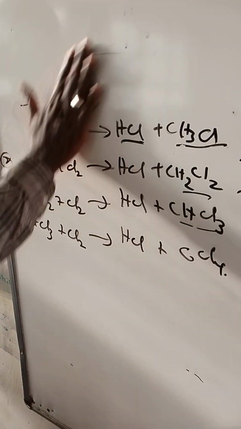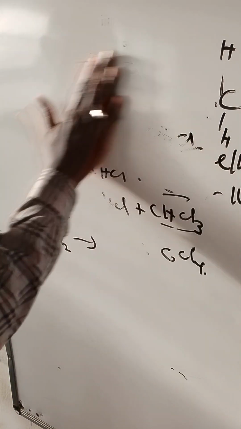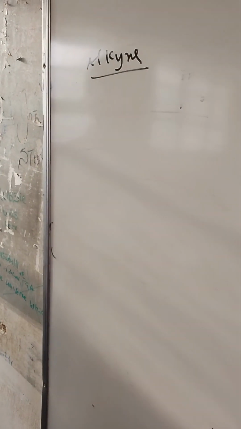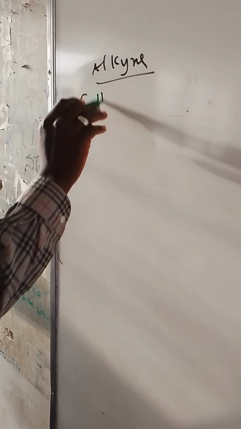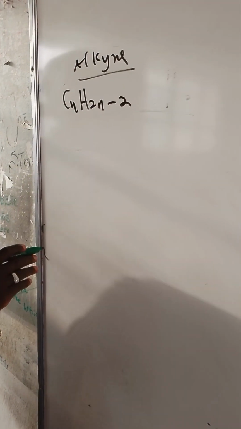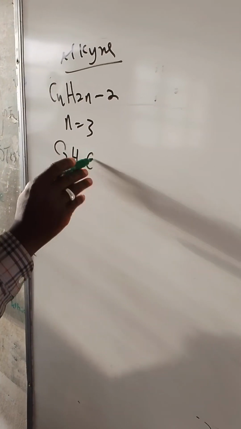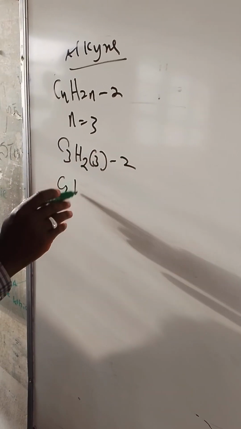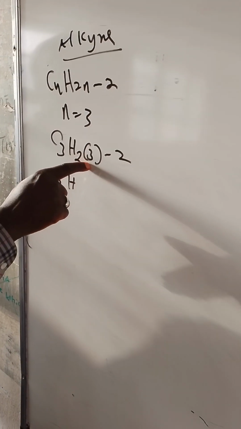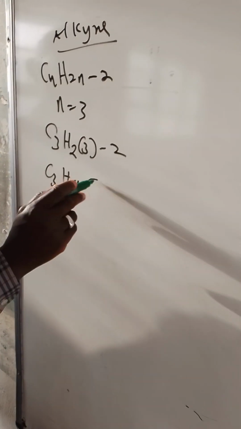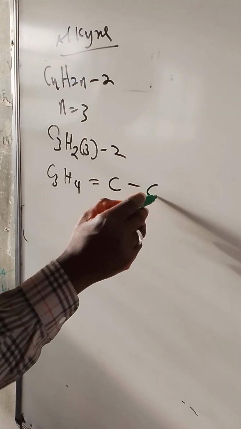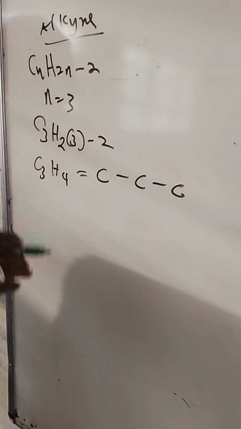And let's talk about the last one. The last one is the alkyne family, having the general molecular formula of CnH2n minus 2. So whereby if n is equal to 3, you have what? C3H2 times 3 minus 2. C3H, this time this is 6, 6 minus 2 is 4. So how do you write it? You write 1, 2, 3. And the triple bond must be there.